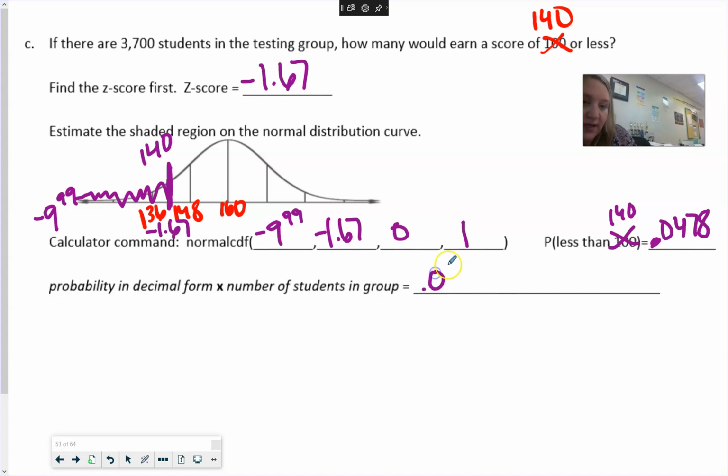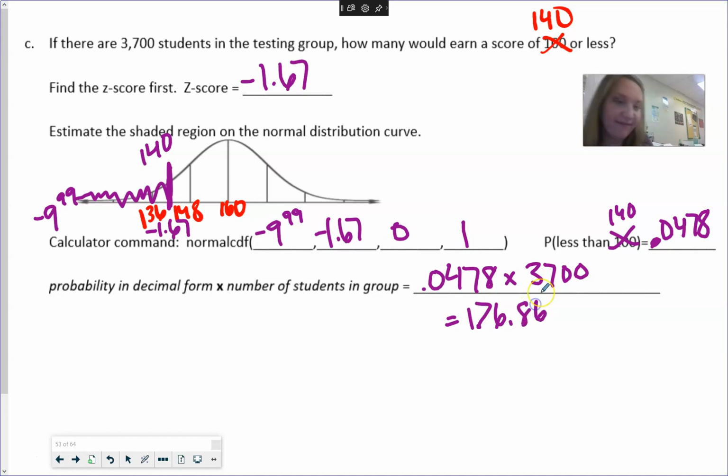Okay, 0.0478, and you're going to multiply that by how many students there were. 0.0478 times 3,700. I get about 176.86. Okay, but I can't have 176.86 students, so we're always going to round up.